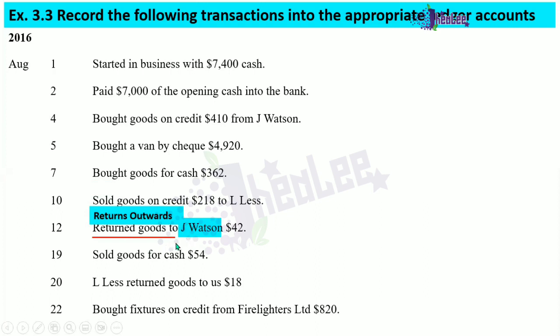So we're going to credit, and J. Watson will be debited because it's showing that we're owing less to this supplier. So we have less that we're owing to the creditor. So therefore, we are to debit that account. So let's make the entries in the respective accounts.